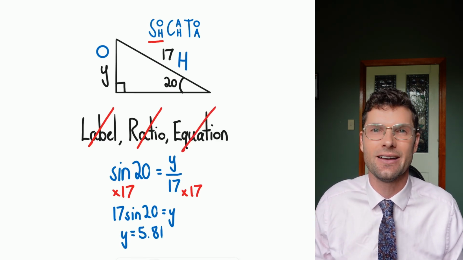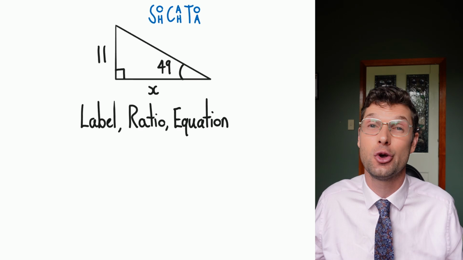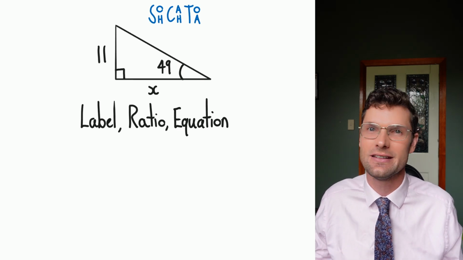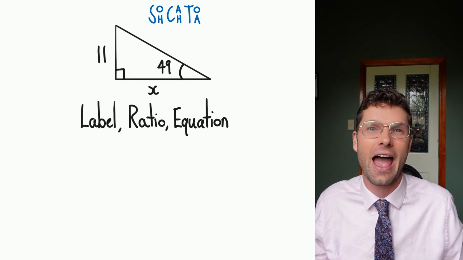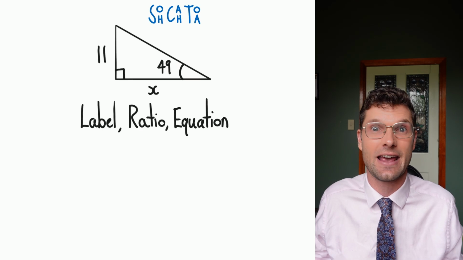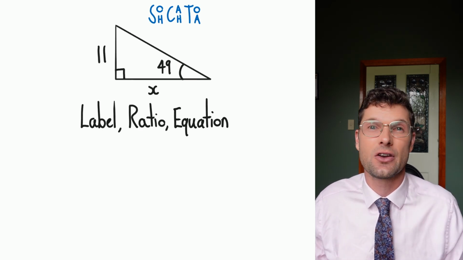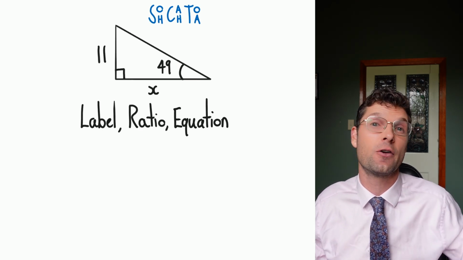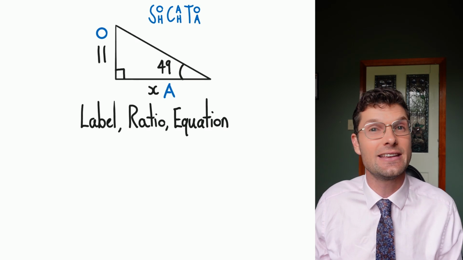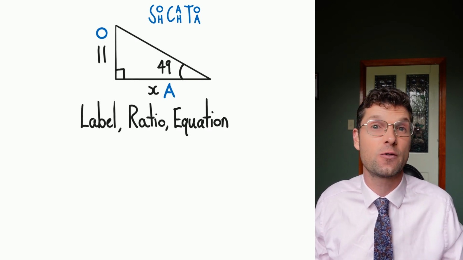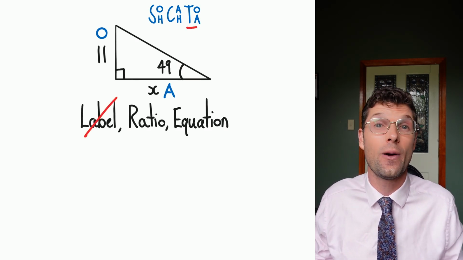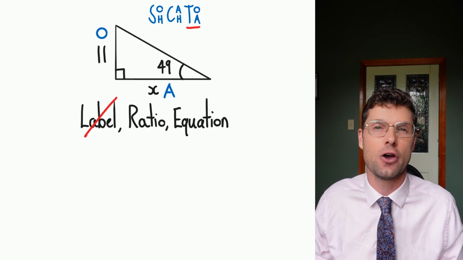Happy days, we're done. For this last question, you might have to do 2 bits of maths, which I know is crazy, but I guarantee you'll get it right. Again, we just have to label the sides. That's our first step every single time. So for this one, the 49 is our angle, and we've got the opposite of 11, and the adjacent is the unknown. So because we've got opposite and adjacent, we know that we're using tan. That's our ratio for this question.